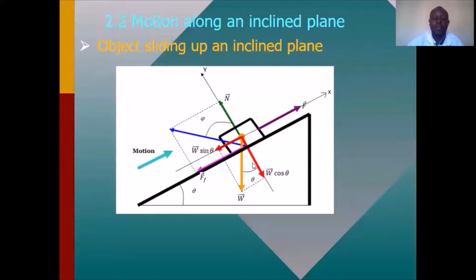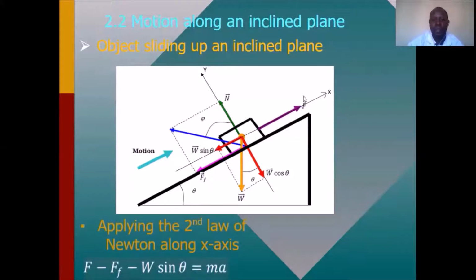Okay, we are going to apply now the second law of Newton along the x-axis. We have the motional force, which is positive because it is in the direction of motion, minus friction force because it is opposing the motion, and minus weight sine theta because it also opposes the motion. This must be equal to mass times the acceleration.